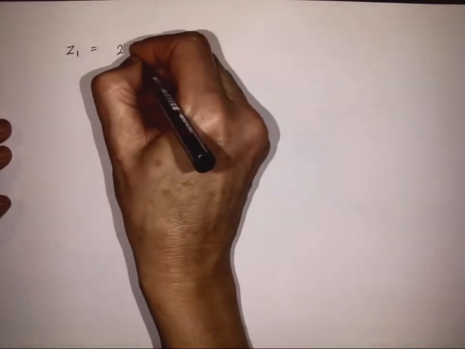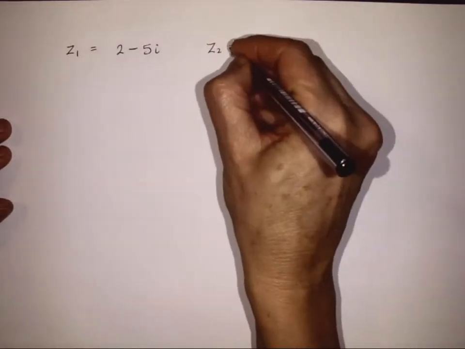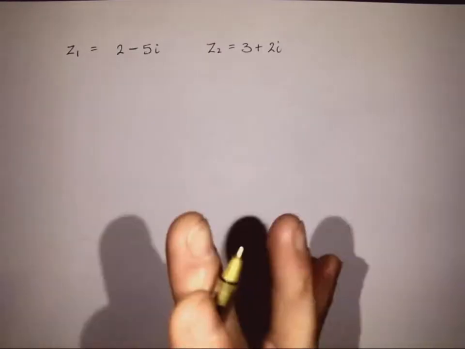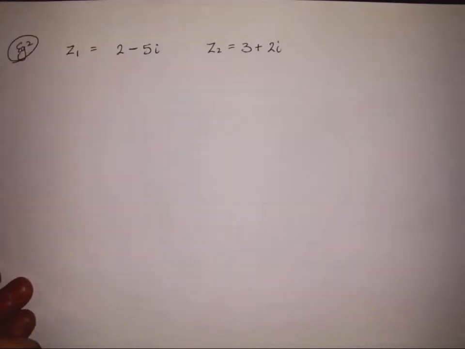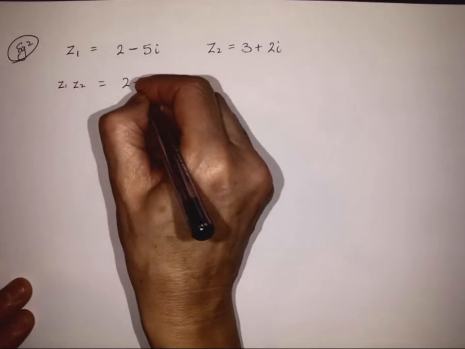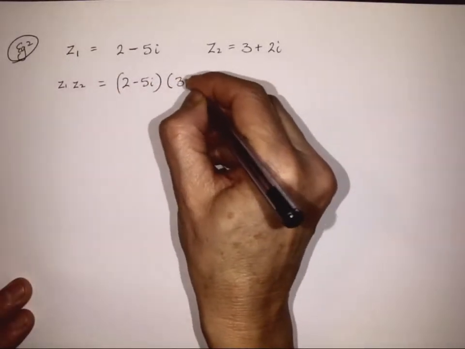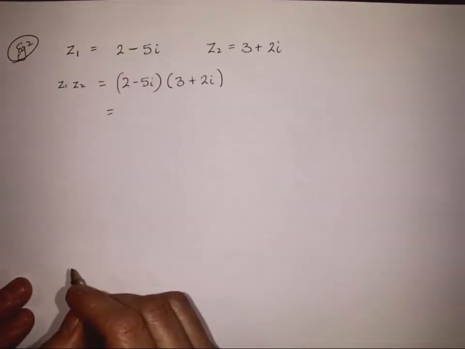Okay. So here we call our first one z1 equal to 2 minus 5i, and z2, let that be 3 plus 2i for it. There's a little bit of a change, right? Call this example 2. z1 times z2 is going to be 2 minus 5i, that's z1, multiplied by 3 plus 2i. So again, we split up the first bracket.